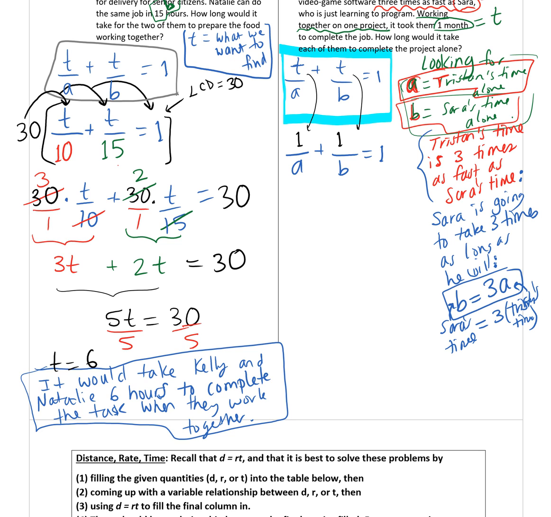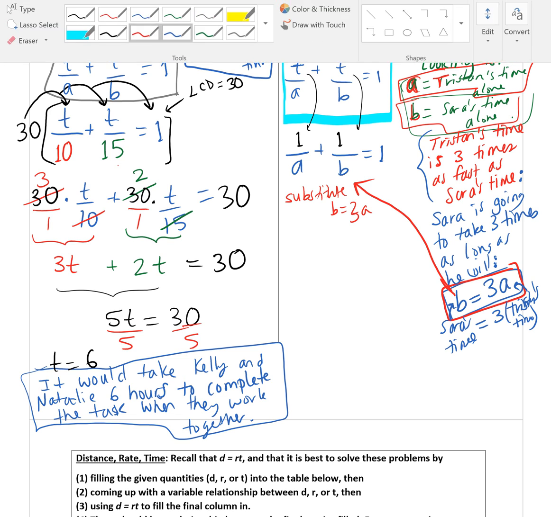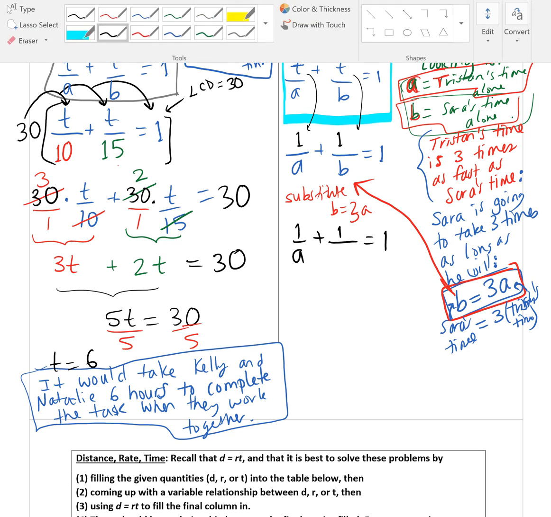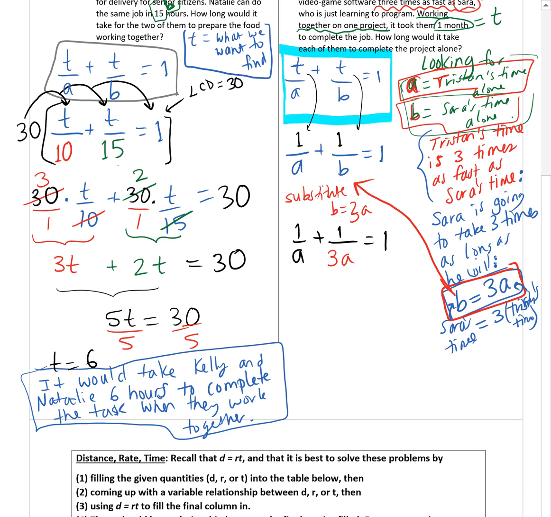So I think in this equation over here, 1 over A plus 1 over B equals 1, I'm going to replace B with 3A. Kind of like we're using the substitution method. Substitute B equals 3A. So I'm going to leave everything else the same. It's 1 over A plus 1 over B, but again, I'm replacing B with 3A, because Sarah took 3 times as long as Tristan.